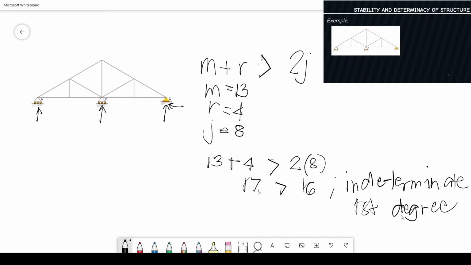So this is true to all indeterminate structure. So ang sobra nga M plus R compared to 2J is the degree han aton structure. Okay? So some authors use the formula R is equals U minus E. We use the number of unknown and the equation. So R is the degree of indeterminacy or the redundant. Okay. So let's move on to the next sample.